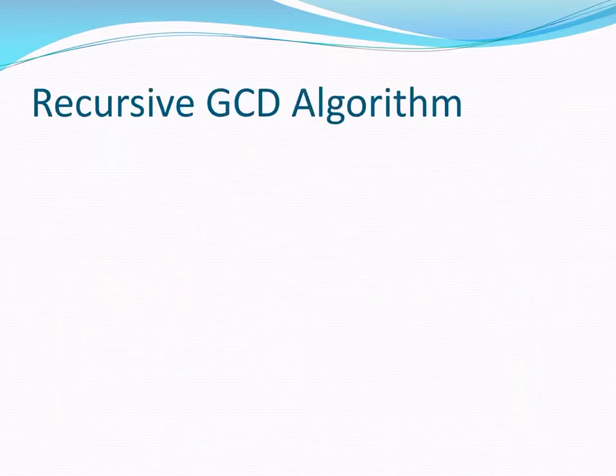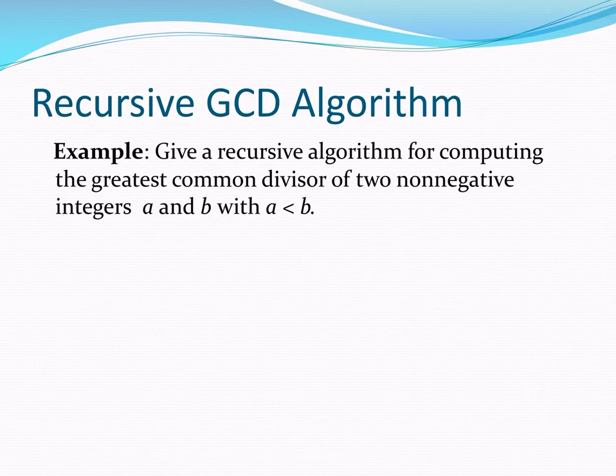So we've got a couple more. Here's a recursive greatest common divisor algorithm. Basically, it implements the Euclidean algorithm recursively. Now, in our case, we want the greatest common divisor of a and b, and we will consider a to be smaller than b.